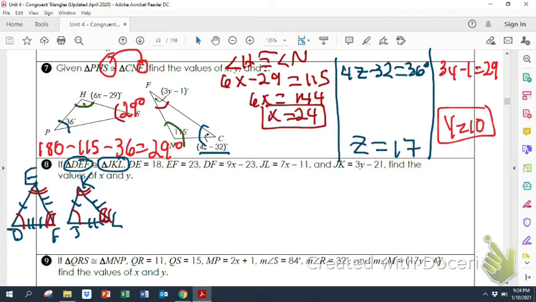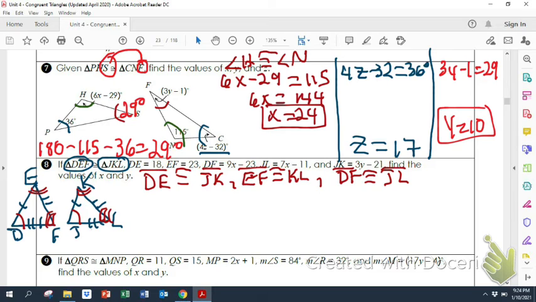We can say that DE is congruent to JK, and that EF is congruent to KL, and that DF is congruent to JL. So now I can use this information and look at the information given to me.